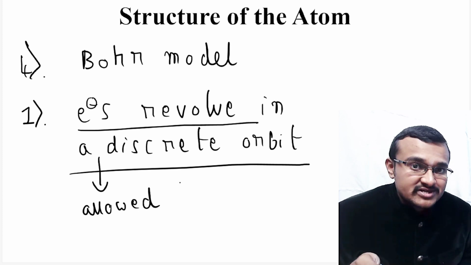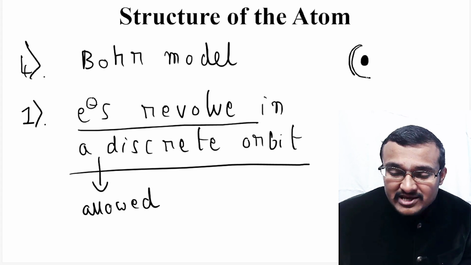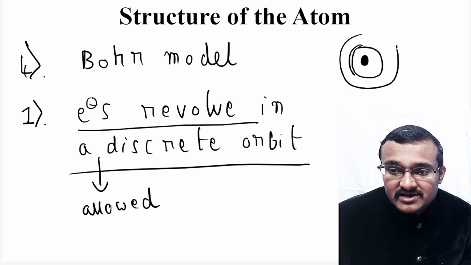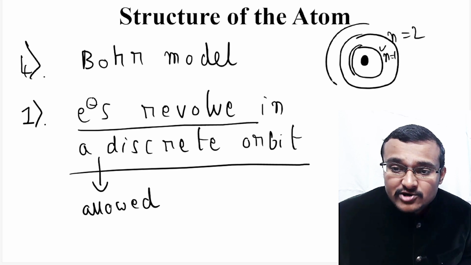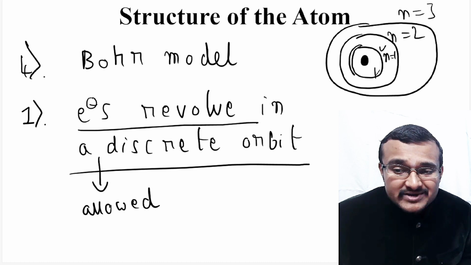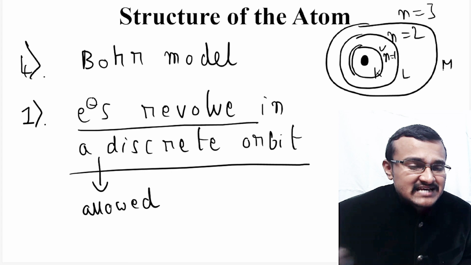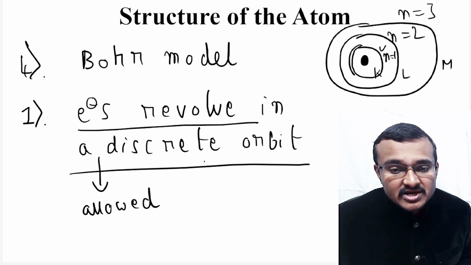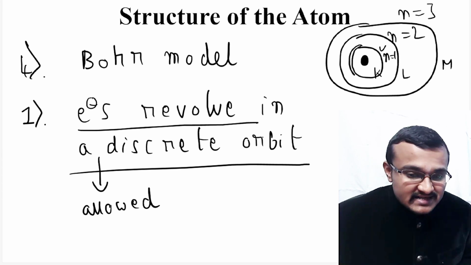I have explained discrete orbits in my previous video. In an atom, if this is a nucleus, then there will be orbits around this nucleus, where the first orbit is the n equal to 1 energy level, the second orbit is the n equal to 2 energy level, the third orbit is the n equal to 3 level, and these orbits are also named K shell, L shell, M shell, and it goes on like that. All these things I have explained in my previous videos. You can refer to my previous videos for the Bohr model of an atom. So in brief, electrons revolve in allowed discrete orbits inside an atom.